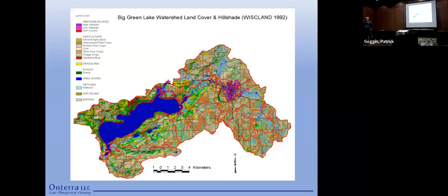This shows the watershed of Green Lake. Most of the browns and the greens are different agricultural land use. The purple up here, sort of to the right, is the city of Ripon. So some of the input from the city of Ripon goes into Green Lake. But most of the large part of the watershed is agriculture.